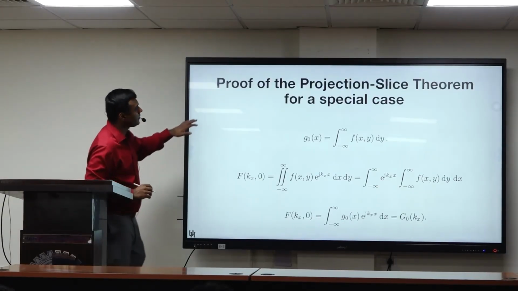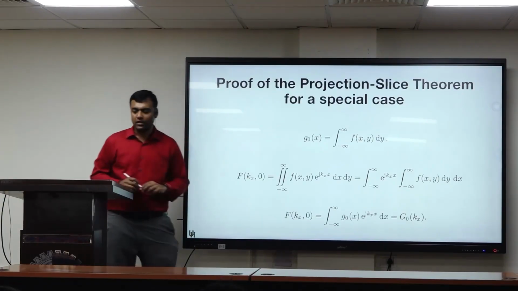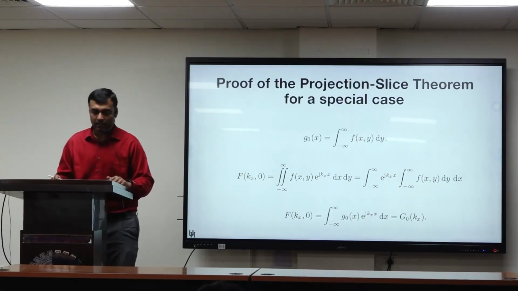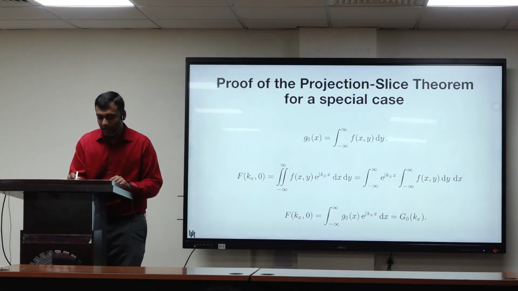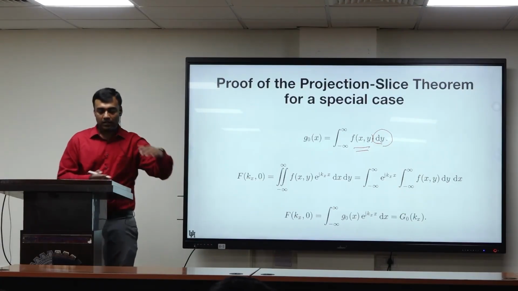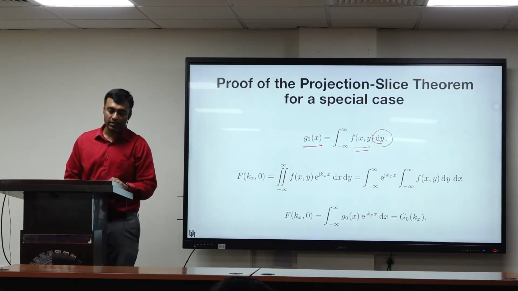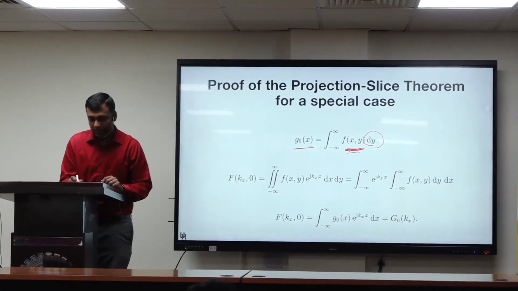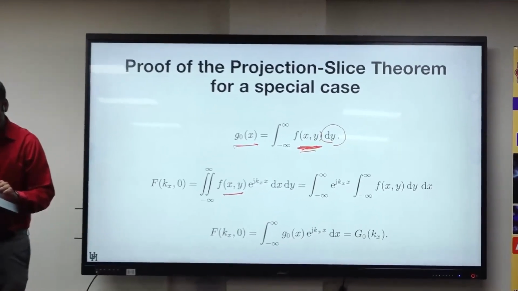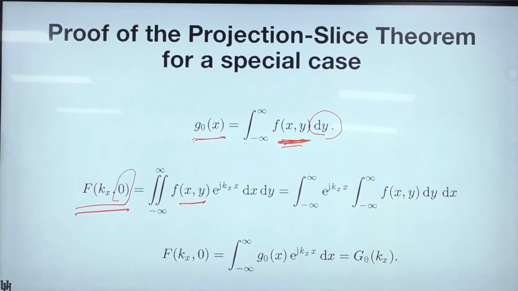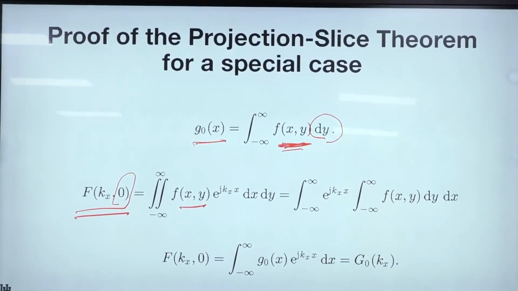So yeah, for the simplest case, it's fairly easy to see how this projection slice theorem works. For example, if you have an object which is f of xy, you integrate along the y-axis. So you compress it along the y-axis to get data along the x-axis. Then if you take the Fourier transform, let's say of f of xy, at ky equal to 0.